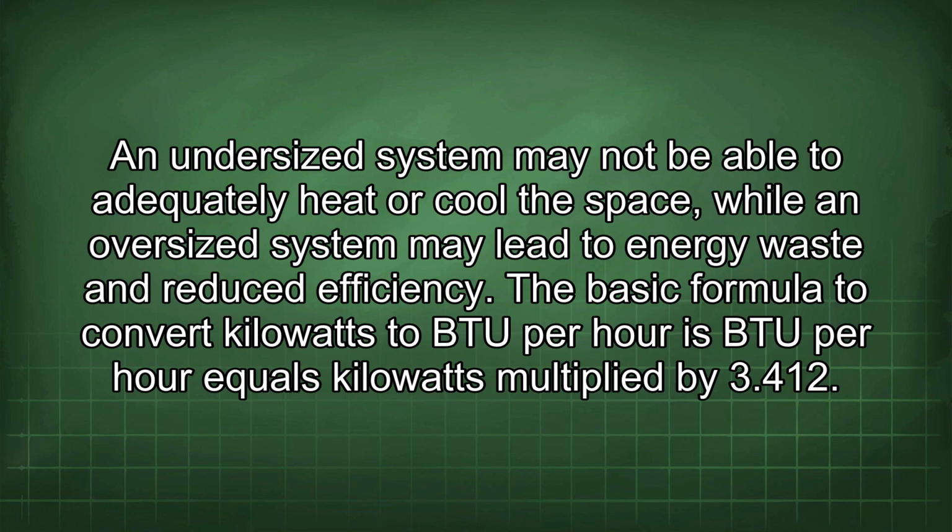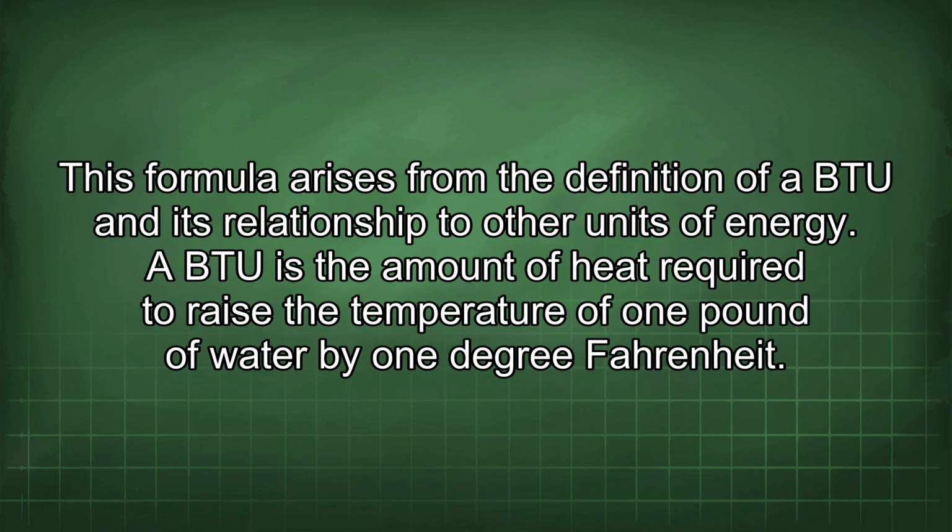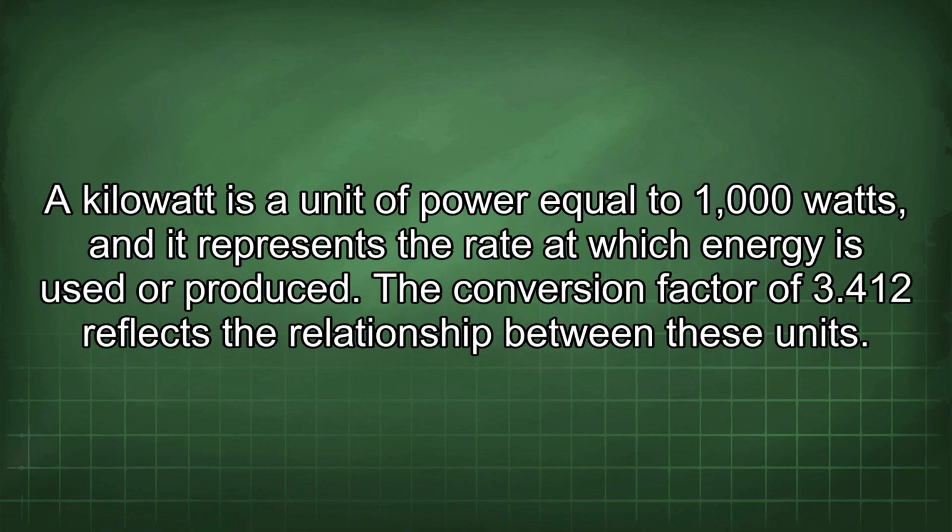The basic formula to convert kilowatts to BTU per hour is BTU per hour equals kilowatts multiplied by 3.412. This formula arises from the definition of a BTU and its relationship to other units of energy. A BTU is the amount of heat required to raise the temperature of 1 pound of water by 1 degree Fahrenheit. A kilowatt is a unit of power equal to 1000 watts, and it represents the rate at which energy is used or produced. The conversion factor of 3.412 reflects the relationship between these units.